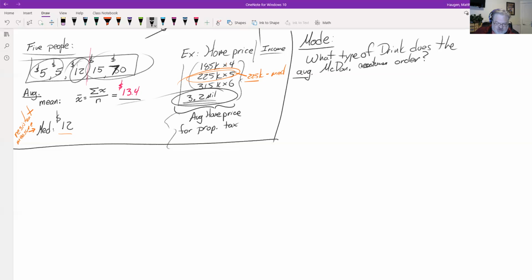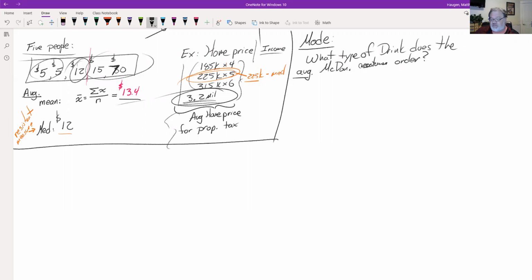Why can't we use our mean and our median on those? Why does the idea of order and value not make sense with our types of drinks? What is it about that data that makes those questions even silly? It's categorical data. Good, Andrew. It's categorical data. We can't perform meaningful arithmetic on them.